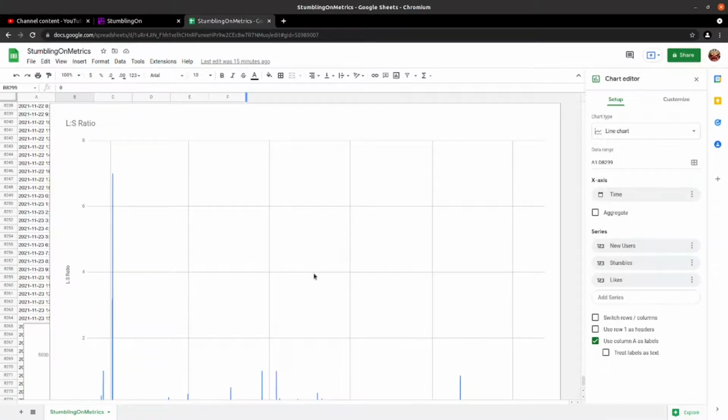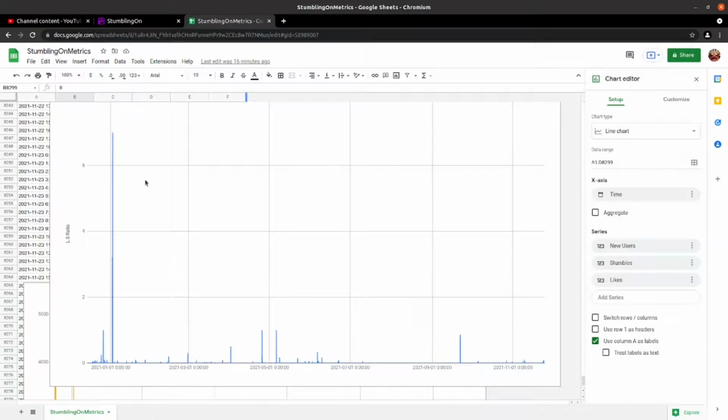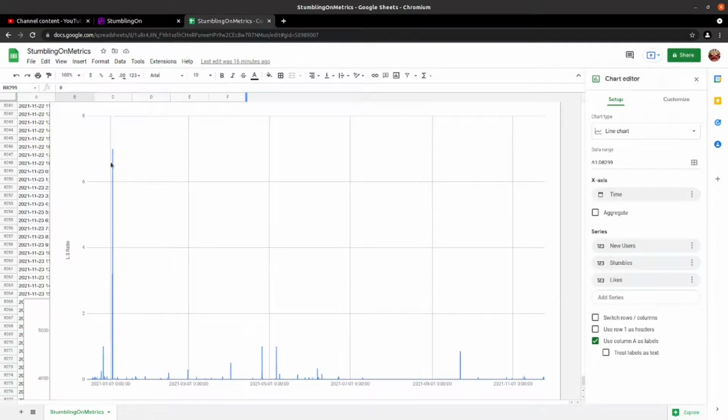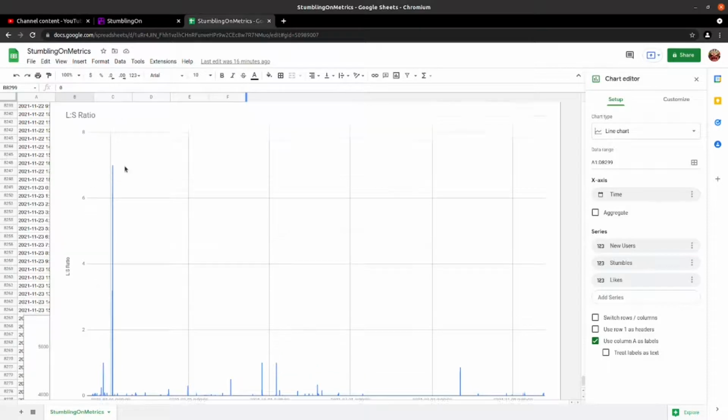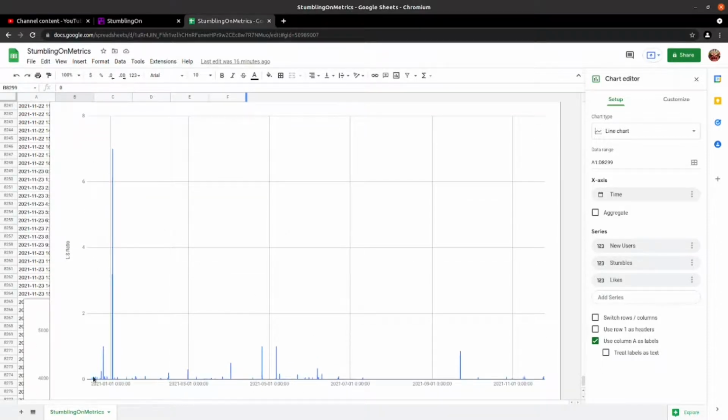So the number of times people click the stumble button is the denominator, and the number of times they click the like button is the numerator. Over the entire operation of this website, the like to stumble ratio is basically very, very low.